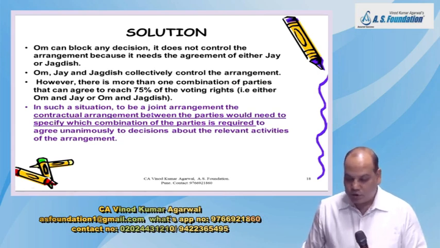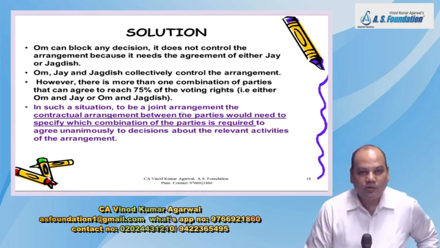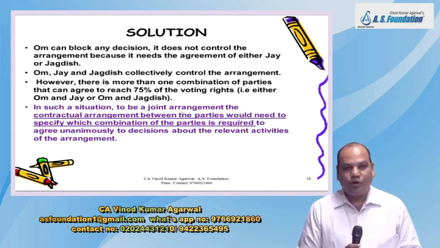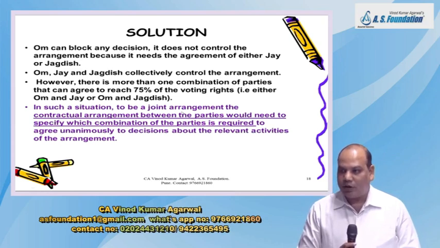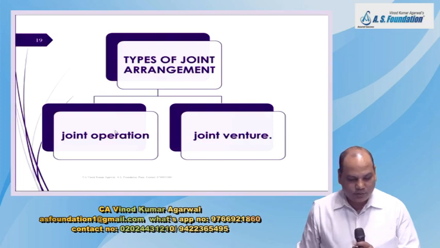Now, in such a situation, to be called a joint arrangement, the contractual arrangement between the parties would need to specify which combination of parties is required to agree unanimously. So if the contract says Om and J should agree unanimously, then this will become a joint arrangement with decisions about the relevant activities of the arrangement.